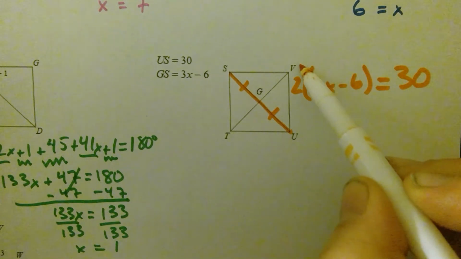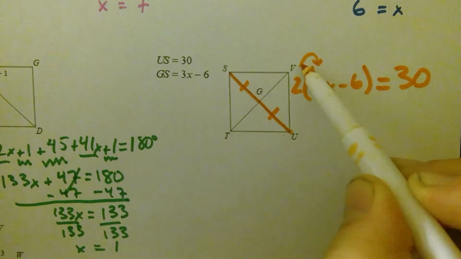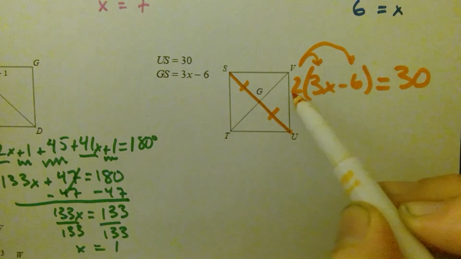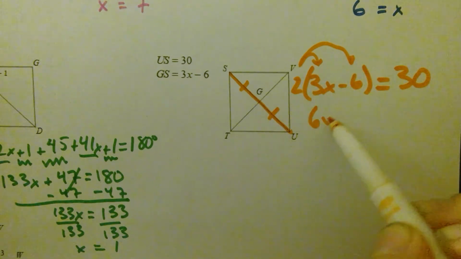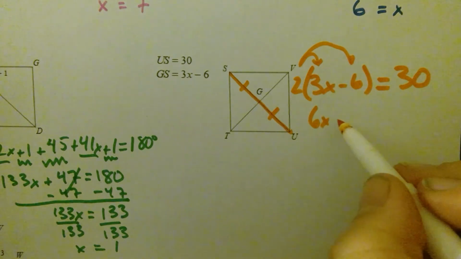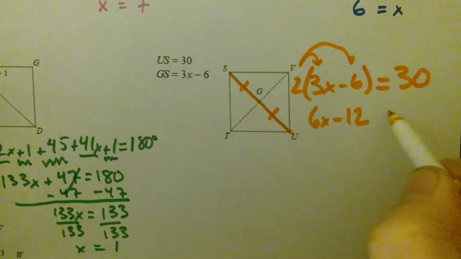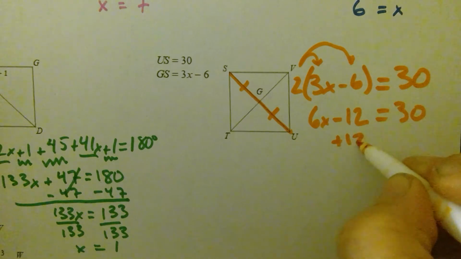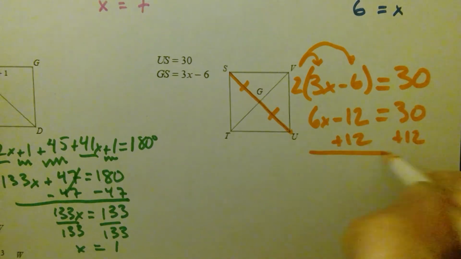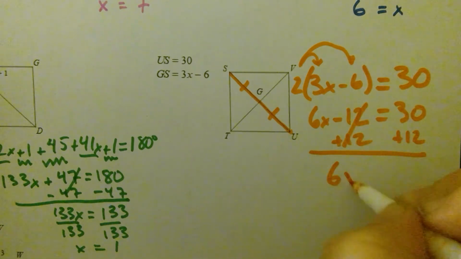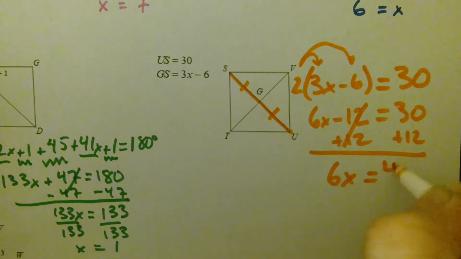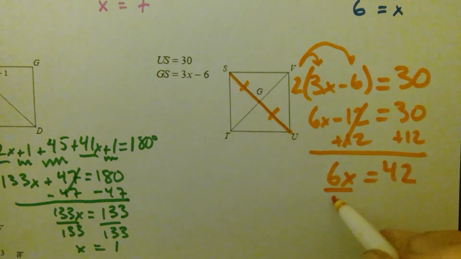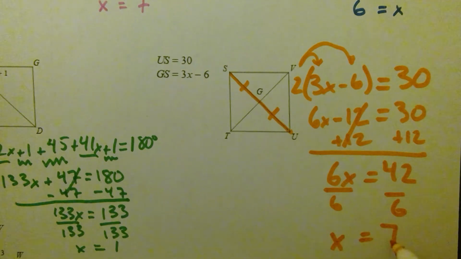Now we're going to go ahead and distribute, which means we want to multiply it on. So 2 times 3x gets me 6x. 2 times negative 6, make sure I keep my negative, minus 12 equals 30. We'll add 12 on both sides. And I'm left over with 6x on the left and 42 on the right. Divide by 6, and x equals 7.